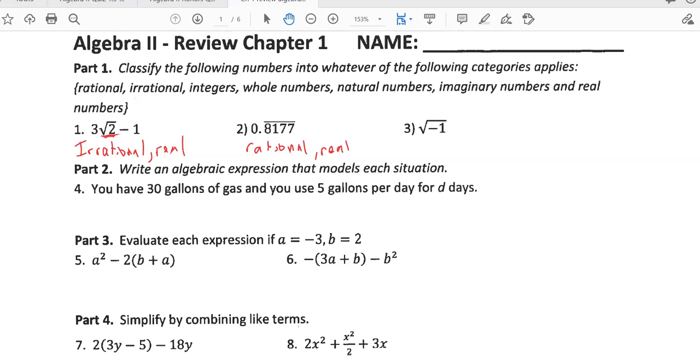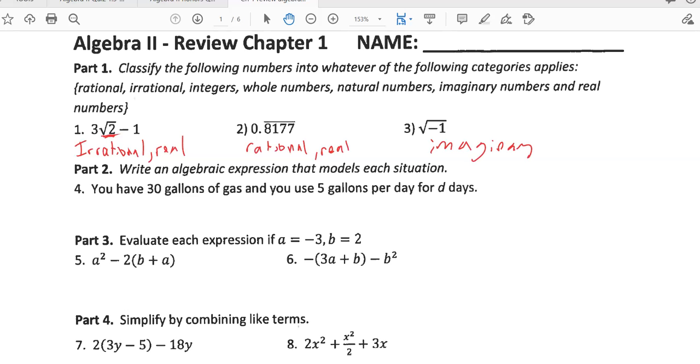This number is not even real. You can't take the square root of a negative number, so this one is imaginary, which is not a real number. So it's just imaginary.